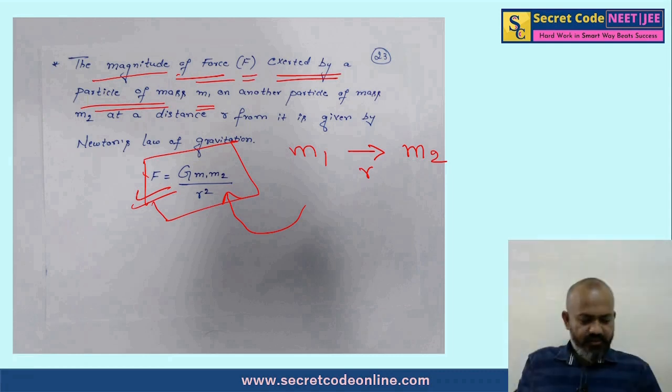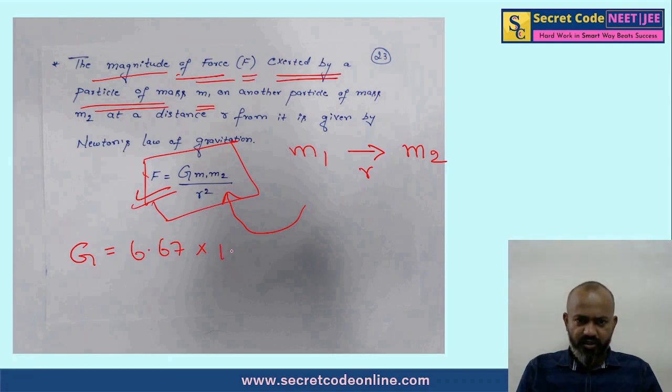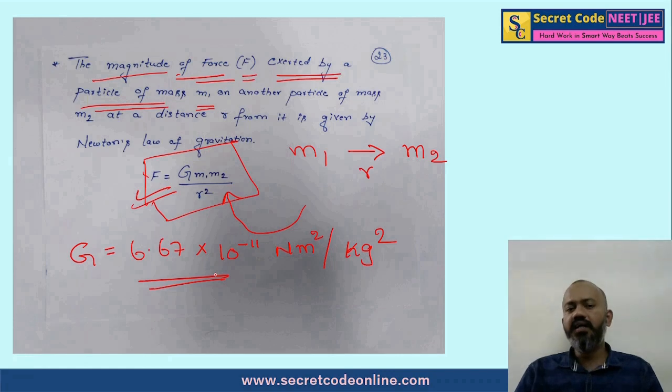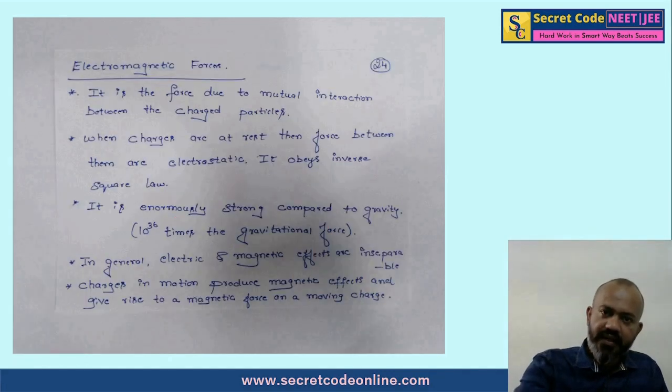Okay, so you may ask, sir, what is the value of G here? We know the value of G is equal to 6.67 into 10 to the power of minus 11 Newton meter square per kg square. This is the value of G, the gravitational constant. That you have to remember. Okay, that's it, guys. Let's move on to the next slide.